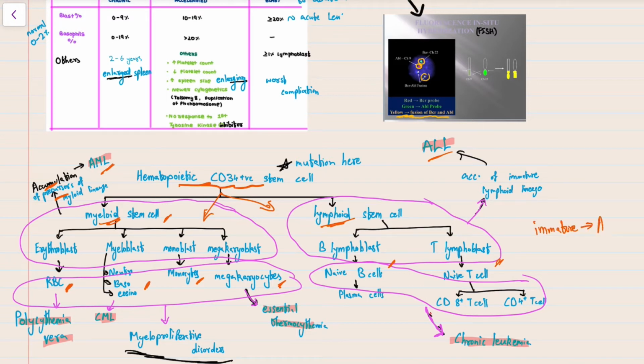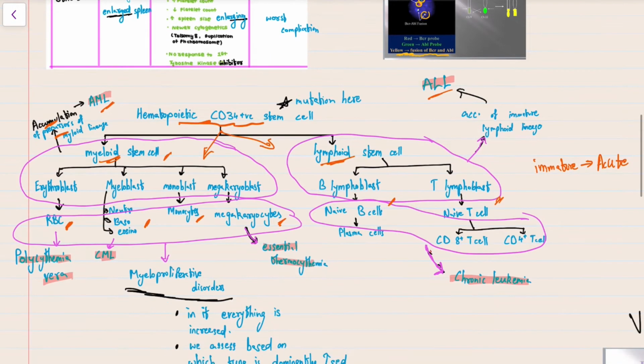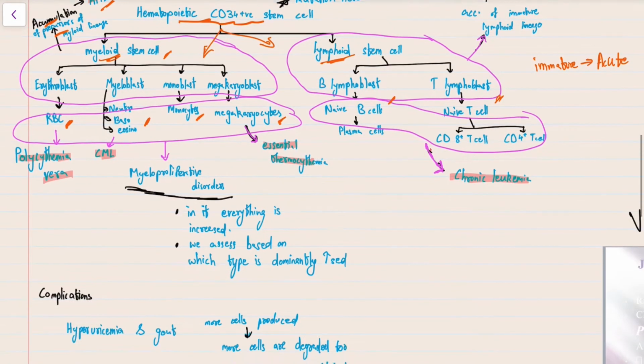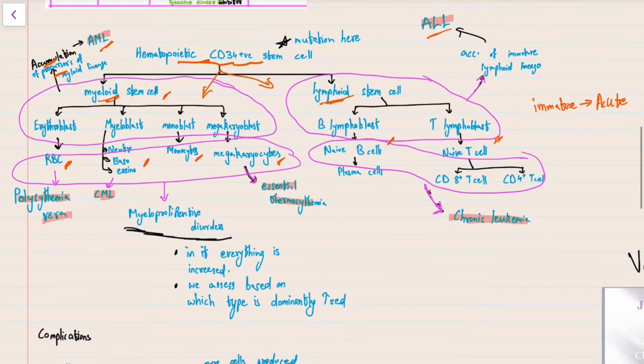Acutes are caused by immature cells, and chronic myeloid leukemia is caused when the mature cells are increased in number. For example, if there's an increase in RBCs, that leads to polycythemia vera, and when there's an increase in the myeloblast or the granulocytes, it leads to chronic myeloid leukemia.